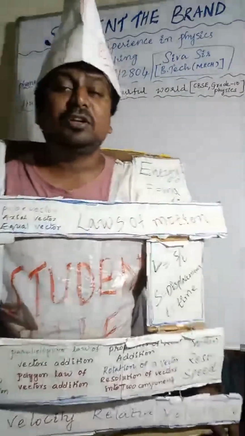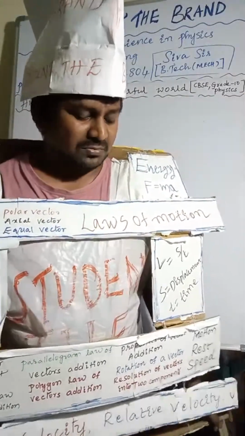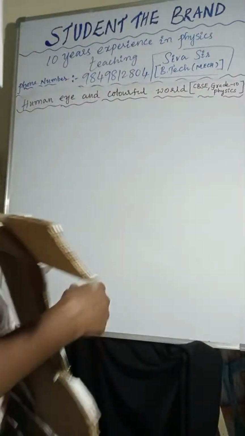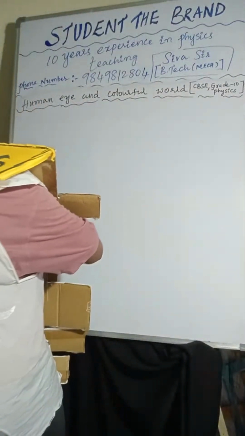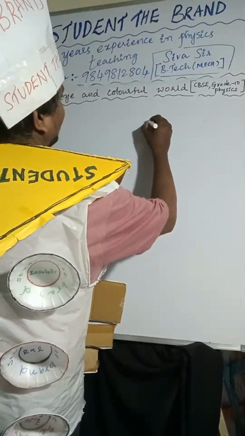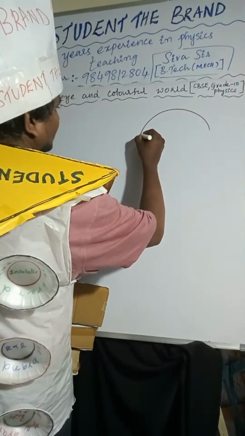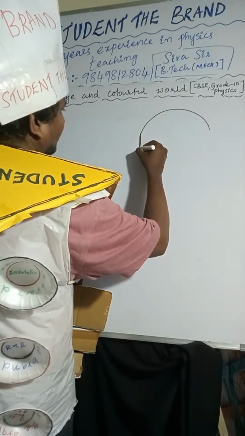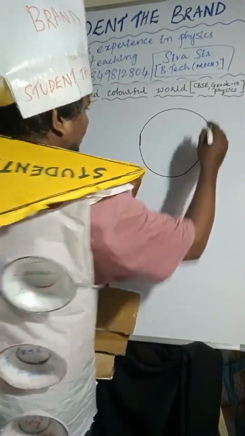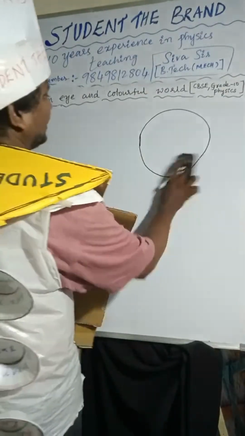Now we will discuss human eye parts and function. So get ready. Come on, everybody, be ready. If you're drawing the human eye diagram, you must draw like this. First you take a circle, a complete circle, you draw like this. Once you draw the complete circle, then what happens?